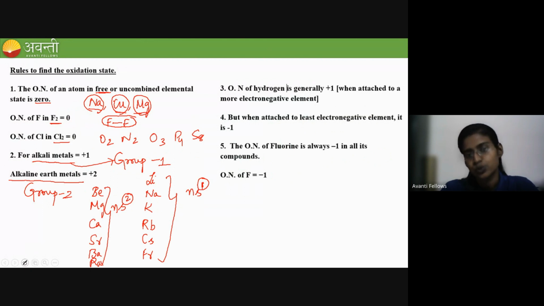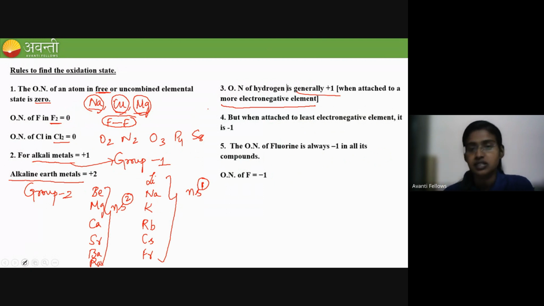Okay. Now coming to rule number 3. Oxidation number of hydrogen is generally +1, when the hydrogen is bonded with a non-metal. When hydrogen is bonded with a non-metal, it means the more electronegative element, right? The elements present on the right side of the periodic table are the non-metals, and we call those non-metals more electronegative elements. When hydrogen is bonded with those electronegative elements, hydrogen will have +1 oxidation state.